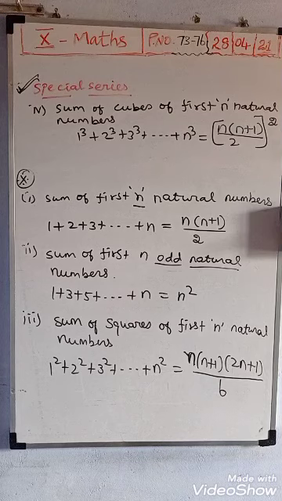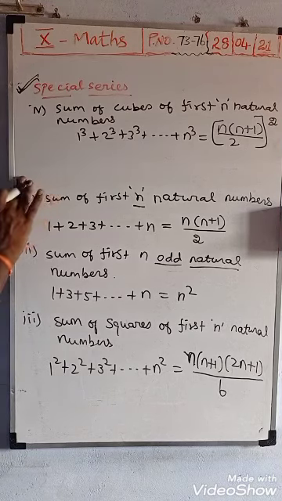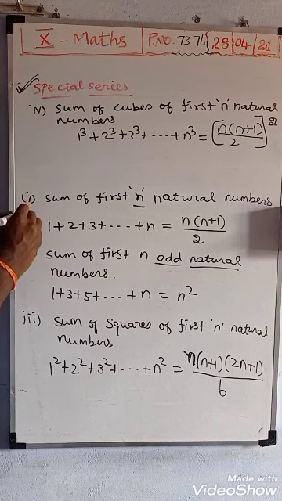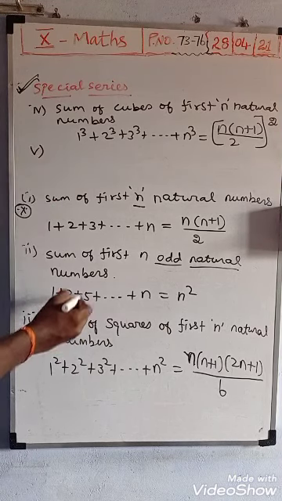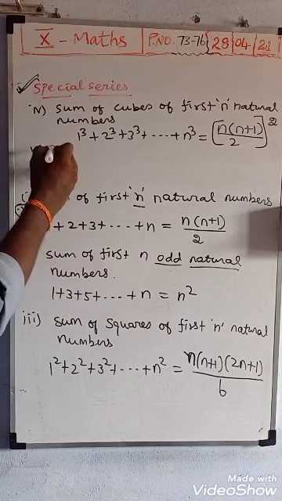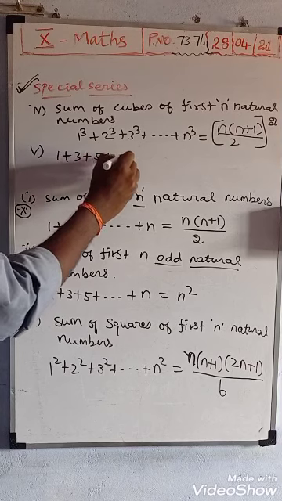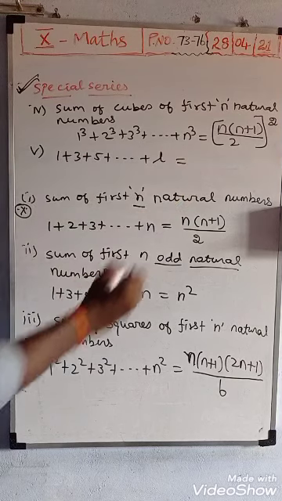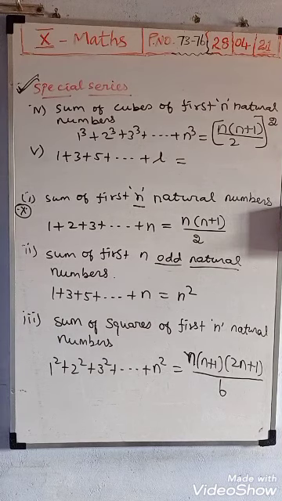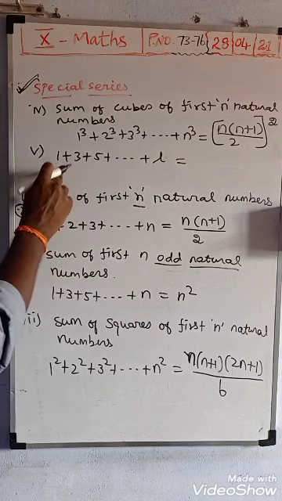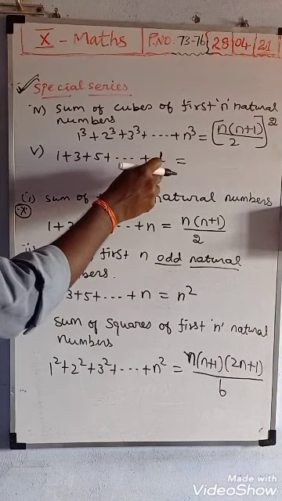The sum of the cubes of the first n natural numbers is [n(n+1)/2] whole squared. Okay, one more formula, which is not given in your book. This is the sum of the series 1 plus 3 plus 5 plus up to L, the last term. Here the last term is given, for example 55, 65, 105, 103, okay, like that. The last term is given in 1 plus 3 plus 5 plus up to the last term.